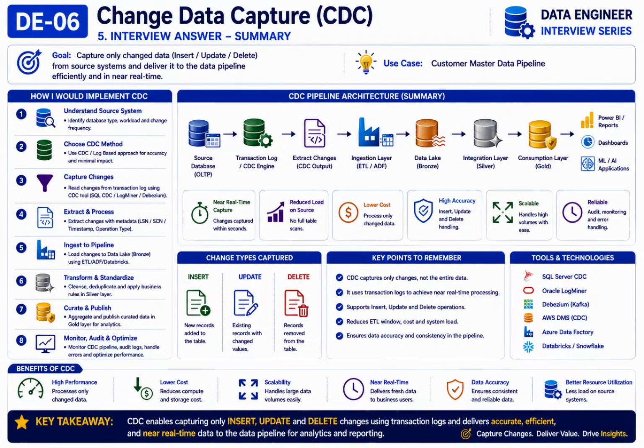We also implement monitoring, watermark tracking, audit logging, retry mechanisms and idempotent processing to ensure reliability. From my experience, CDC is one of the most important technologies for building scalable, high-performance enterprise data pipelines because it processes only changed data while maintaining data quality and consistency.